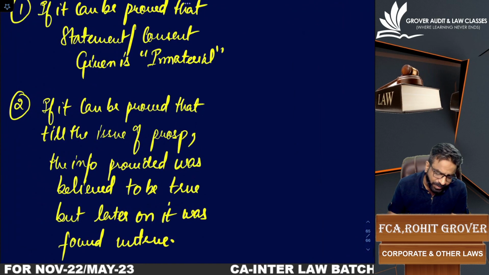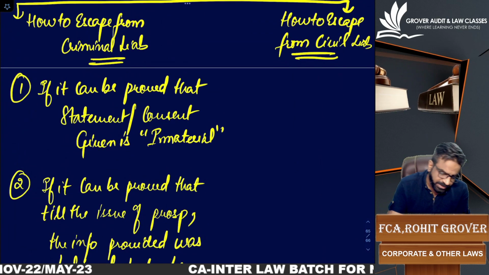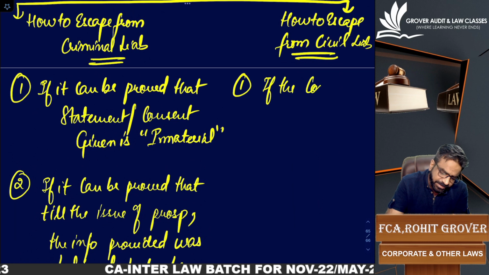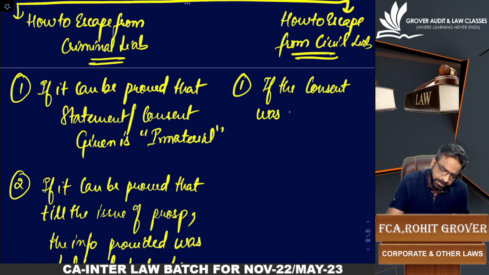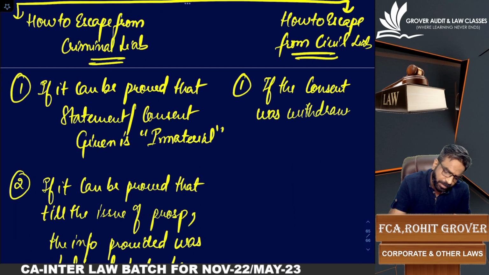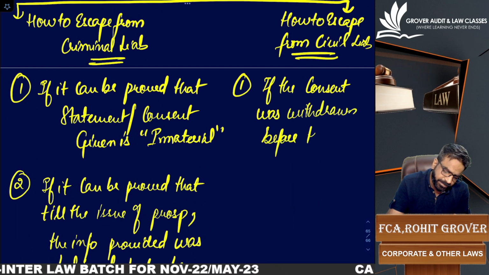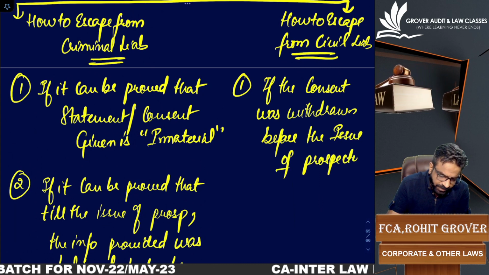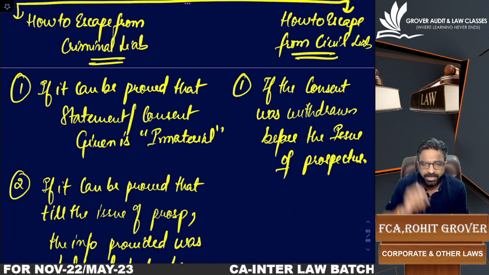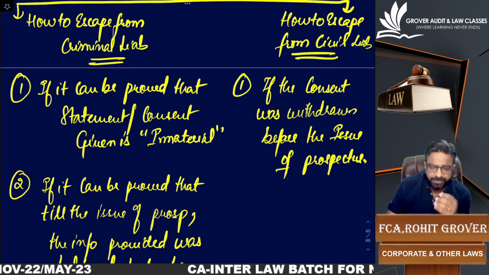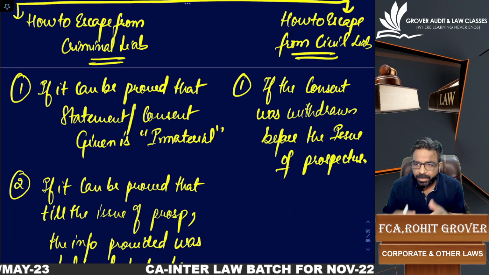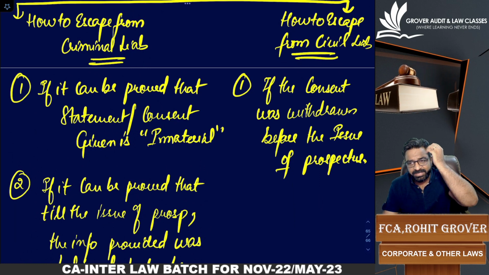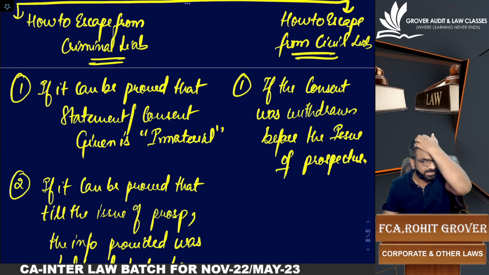Now, if you want to escape from the civil liability, what is point number 1? If the consent was withdrawn before the issue of prospectus, can anybody tell me what is the meaning of that? Meaning is very simple, sir. Prospectus was about to be issued. Now I came to know that my consent is basically an untrue consent, because I did some R&D and I came to know that my consent is untrue.